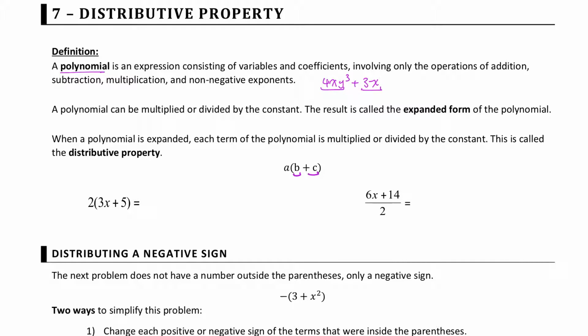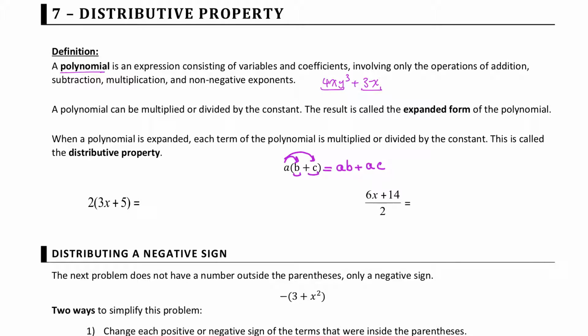So to expand this, or to use the distributive property, what we have to do is multiply the constant term a both by b and the c value, resulting in ab, which is a multiplied by b, plus ac, which means a times c.